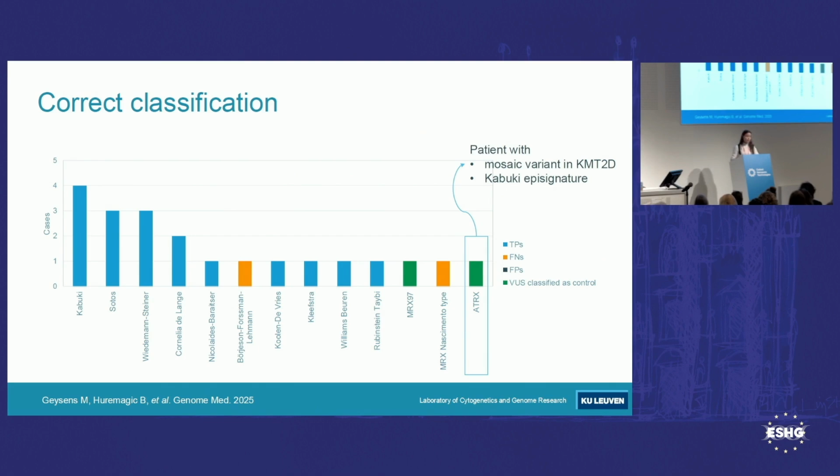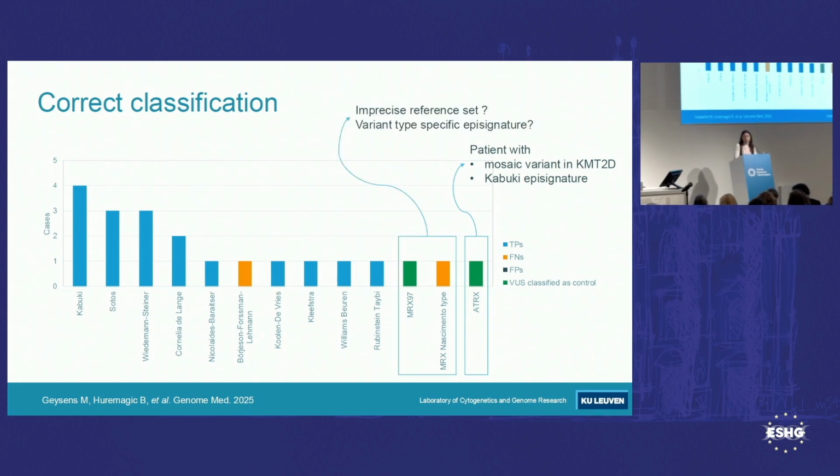This is a patient for which we had one variant in the ATRX gene, but we also had one mosaic variant in the KMT2D gene, and this one is causing the Kabuki syndrome. And when we ran the classifier, this sample has been classified as having a Kabuki syndrome. So it confirmed that the variant for which we were not sure of the impact was really pathogenic, and that the variant in ATRX that was of unknown significance was not pathogenic.